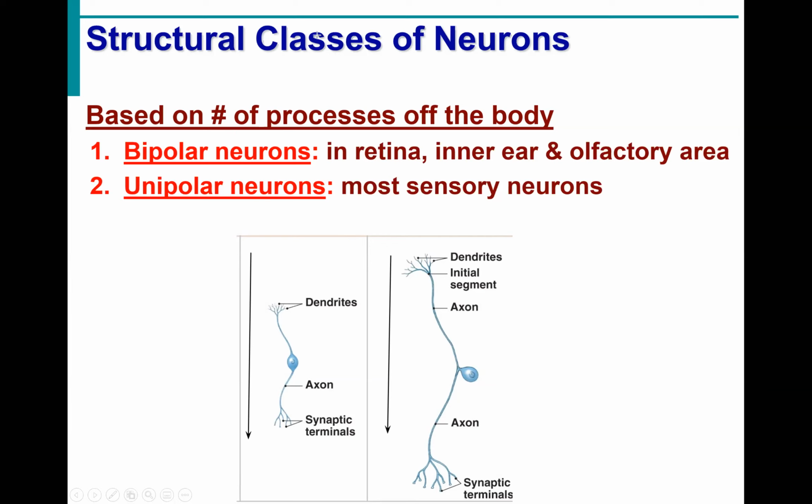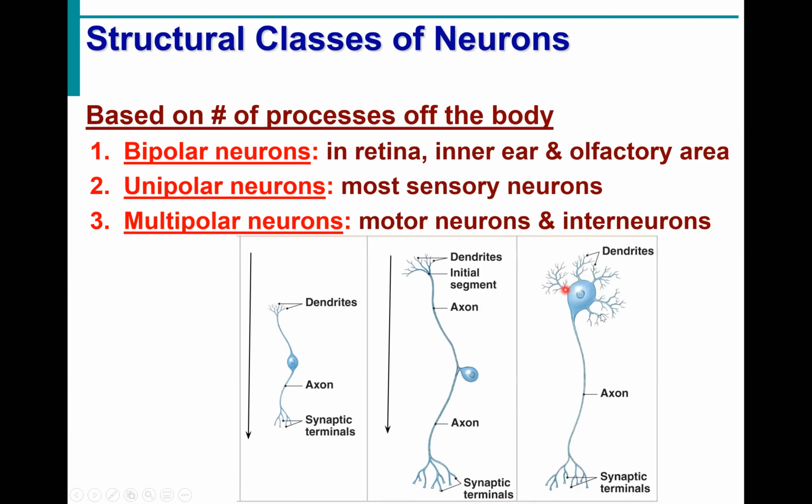screen. And then, of course, our third. Here's that typical neuron, centrally located cell body, 2 or more dendrites, 1 axon, again, carrying information down the screen, receiving it at the dendrites, traveling it down the axon. This is our multipolar, and it is the structural classification of all of our motor neurons and all of our interneurons.